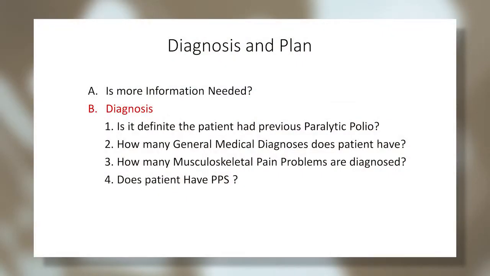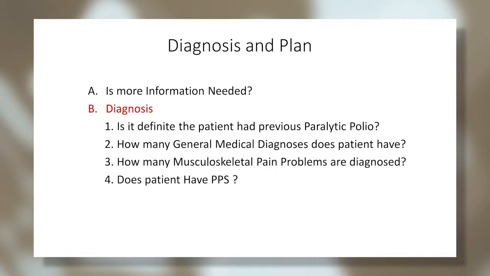Then eventually you're going to have to conclude, perhaps at a second or third visit, about the issue of diagnosis. And I would break down your diagnosis issue into four major components. One is, are you satisfied, certainly, first of all, that the patient did have paralytic polio?